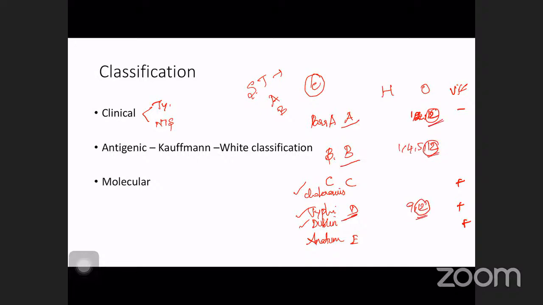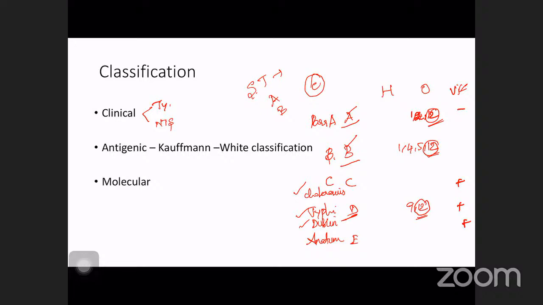Because of this, the O antibodies which are produced against Salmonella typhi will cross-react with paratyphi A and paratyphi B. That is the reason we use only the O antigen of Salmonella typhi in the Widal test and not the O antigens from paratyphi B and paratyphi A.